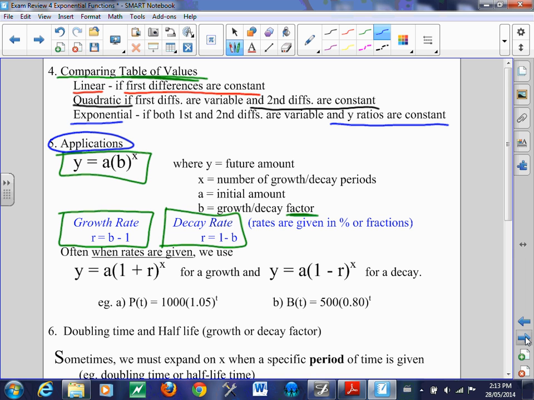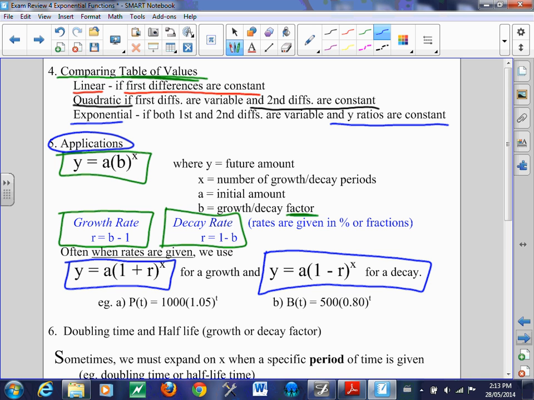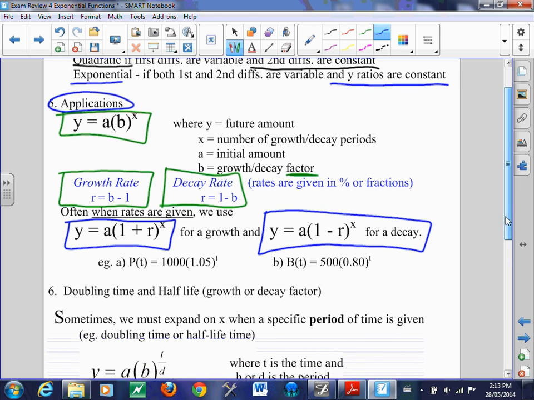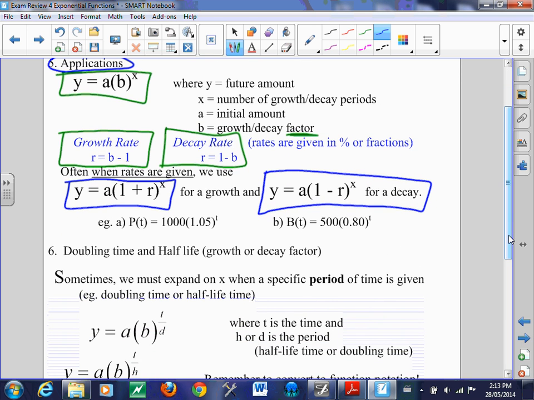So taking a look here, often when rates are given, we use these formulas where the rate is given. Just change the rate from a percent to a decimal. Okay, when you add it, it's for growth. When it's for decay, you decrease it. So for example, for A, if I said you got a 5% increase over a population that started at 1,000 people, this would be the model you would use. Okay.